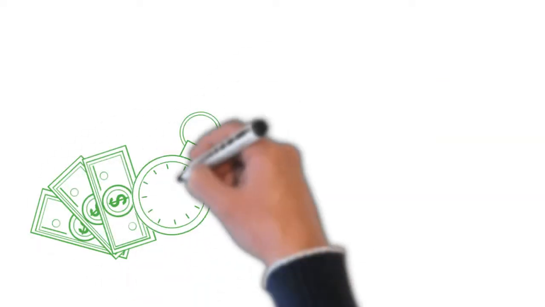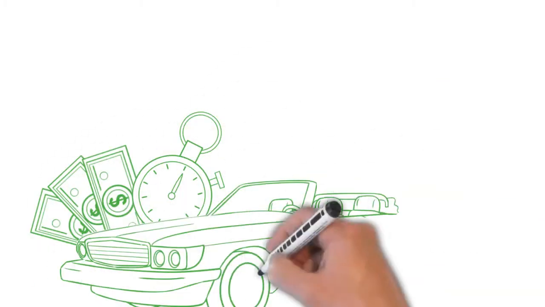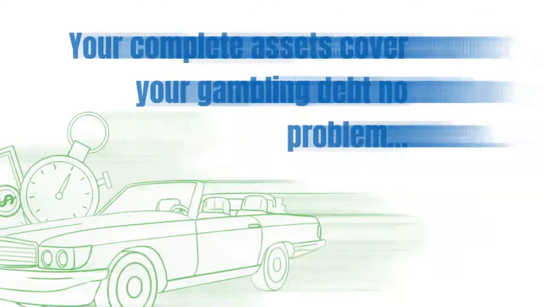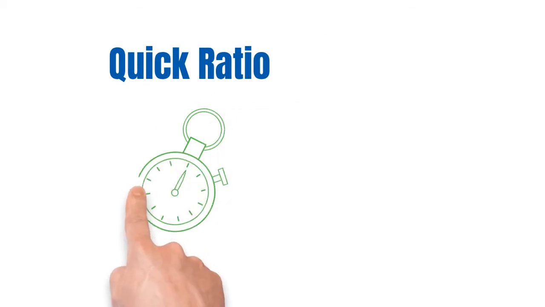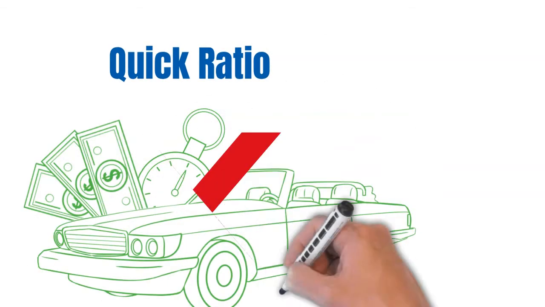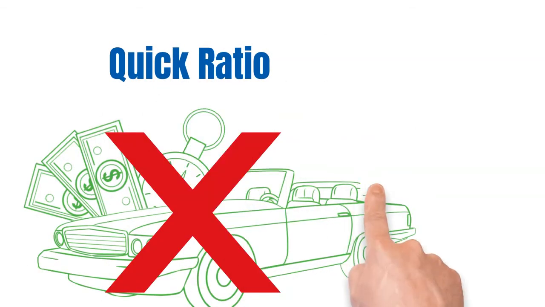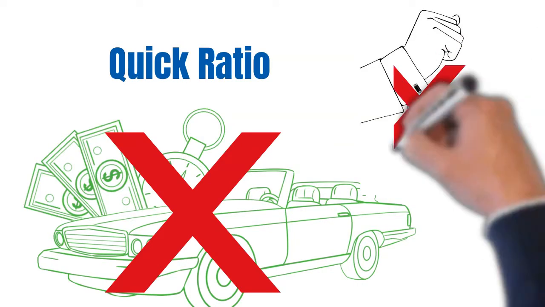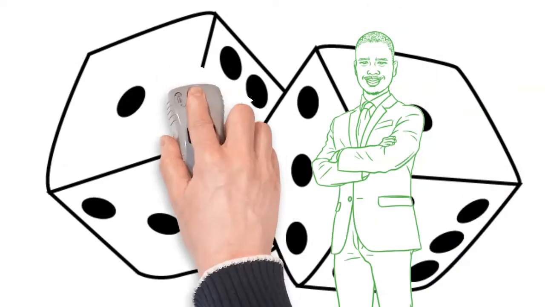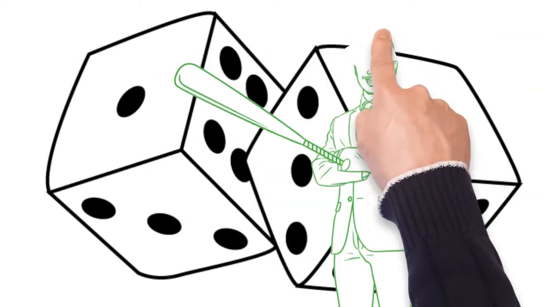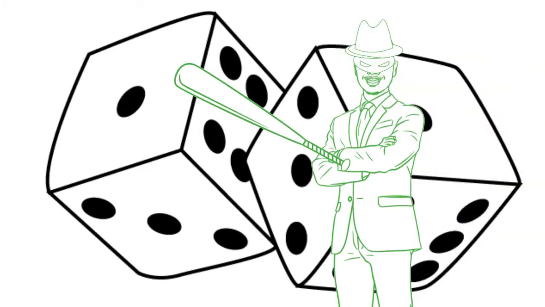If I use the current ratio to evaluate your sticky situation, I'd probably say you are fine. Your complete assets cover your gambling debt, no problem. But if I use the quick ratio, all those assets back at home don't count. You need to pay that gambling debt now, and those cufflinks would need to be pawned at a loss to be turned into cash. Will Snake Eyes Charlie be happy when you can only cover half of what you owe? I wrote this as a hypothetical, but now I'm worried for you.